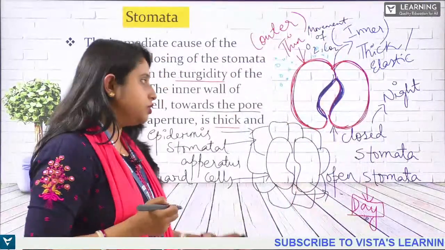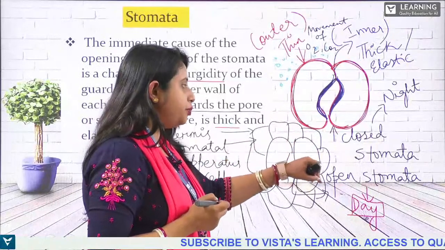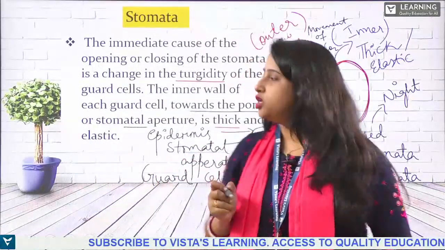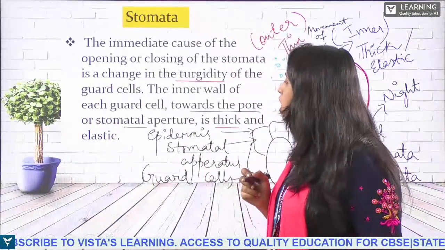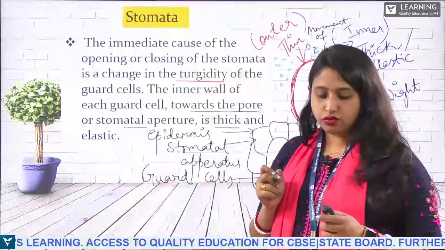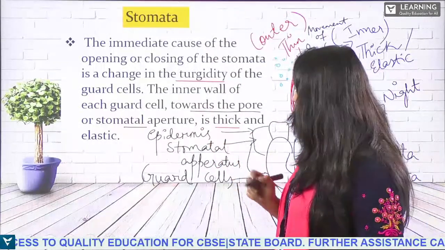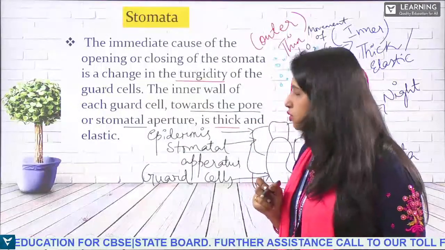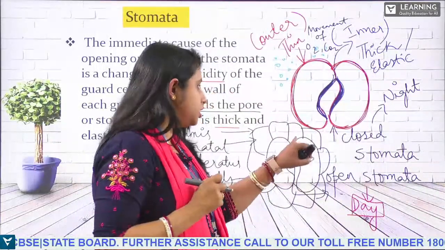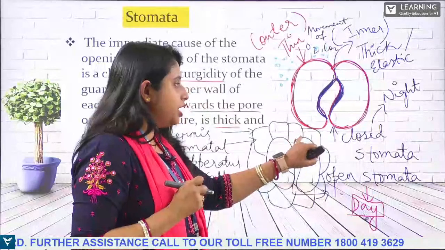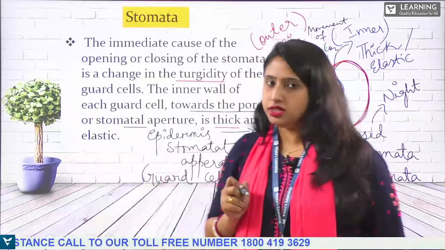So the inner walls, okay, these are the stomatal aperture, which are present towards what? Which are present towards the guard cells, okay, towards the guard cells. So as you can see, these are the guard cells, right? So the stomatal aperture are present towards the guard cells.